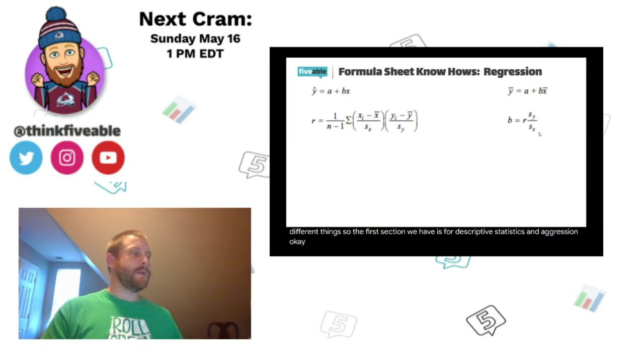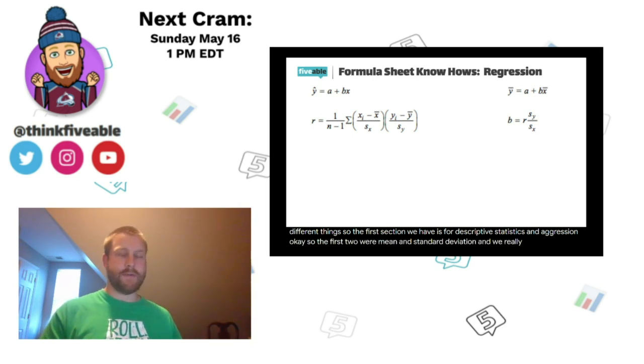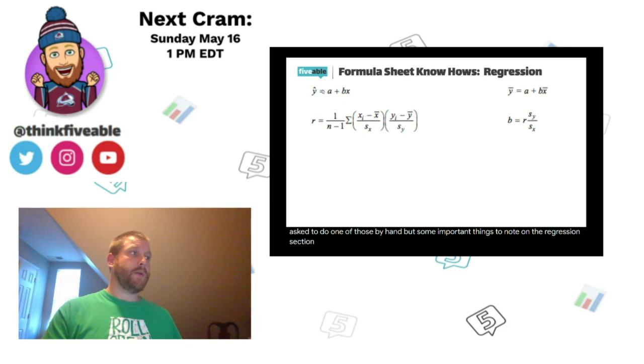Okay, so the first two were mean and standard deviation, and we really just use those formulas the way we've always done: mean, add them up and divide by how many, and then standard deviation, we just do it in the calculator. You're not going to be asked to do one of those by hand. But some important things to note on the regression section, okay?